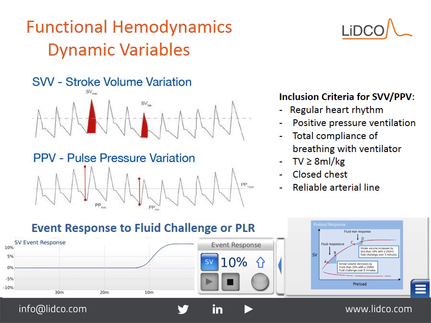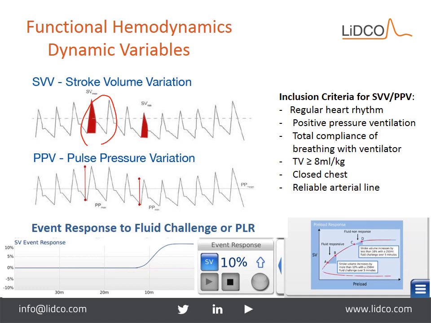This shows a diagram of functional hemodynamics or dynamic variables and how it works. And so what this technology does, it looks at the area under the curve of your A line, the red area there, up to the dicrotic notch, which is basically your stroke volume. And knowing stroke volume times your heart rate equals cardiac output. So it's a very easy equation that comes up onto the screen.